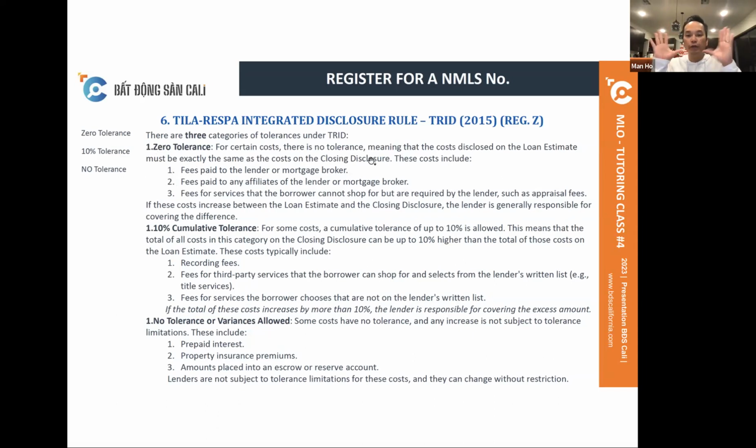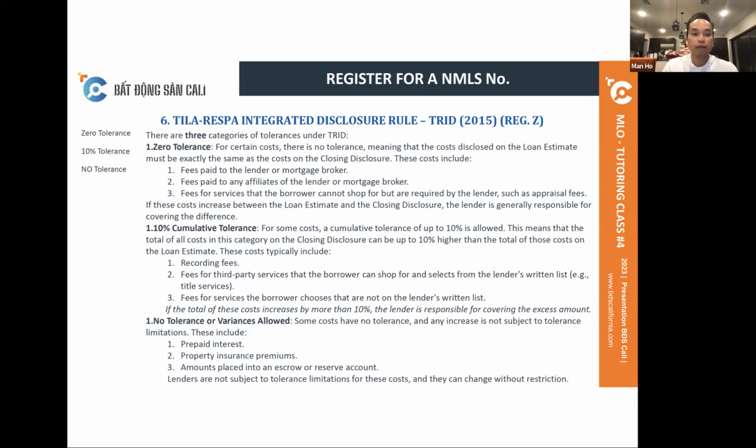So you have two papers. One is the loan estimate, one is the closing disclosure. The loan estimate is within 3 days of application. The closing disclosure is 3 days before the close of escrow. Zero tolerance means that some items mentioned on these two need to be exactly the same. They cannot be different. So that is called zero tolerance.